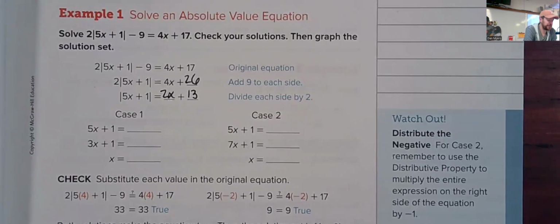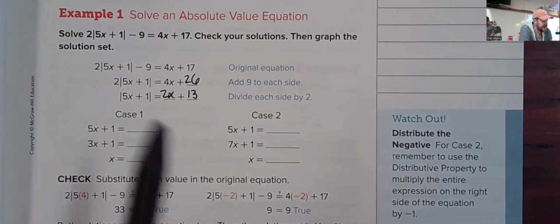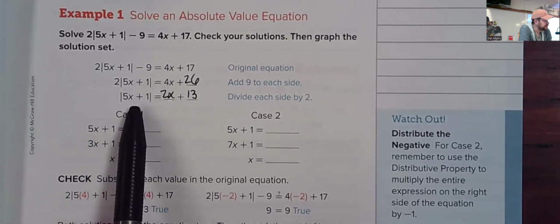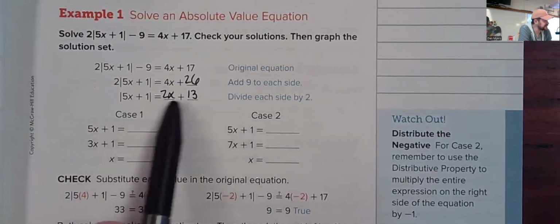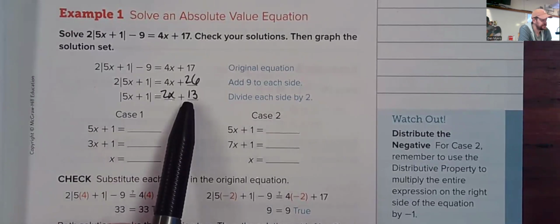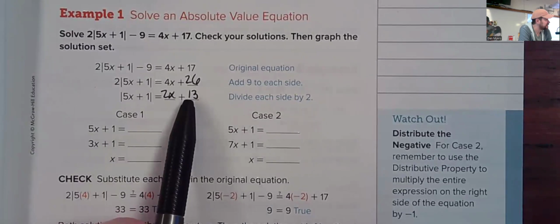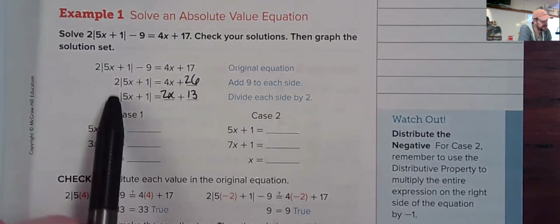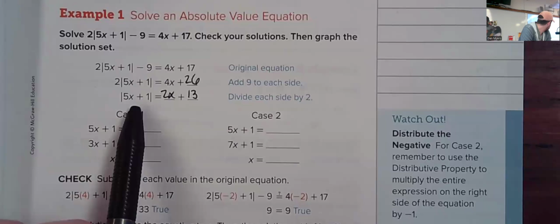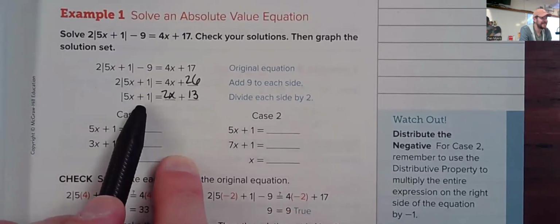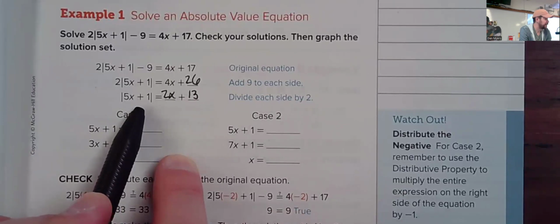Now, everything inside the absolute value bars has to be equal to 2x plus 13. There are 2 cases for which this is equal to that. Everything inside of here is either positive or negative, right? This is a number. Whatever x is, we're going to plug it in, and whatever's inside of this absolute value bar is a number, right?